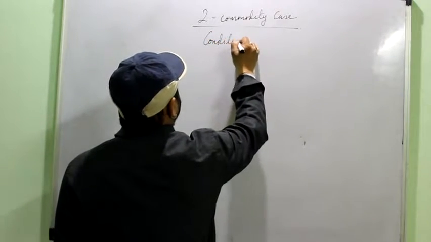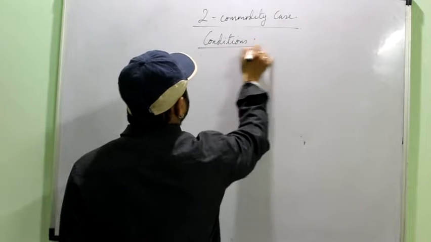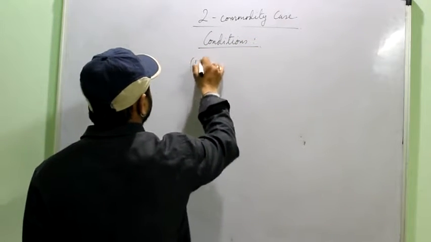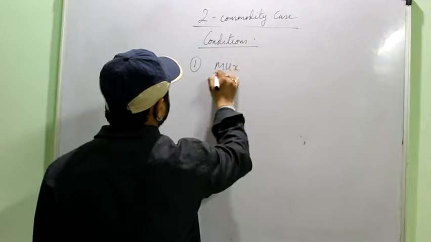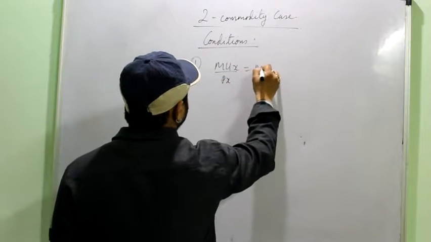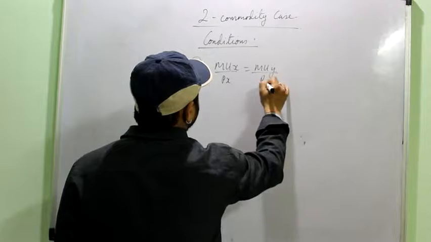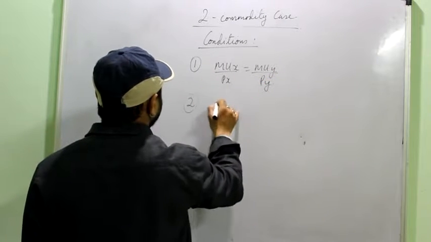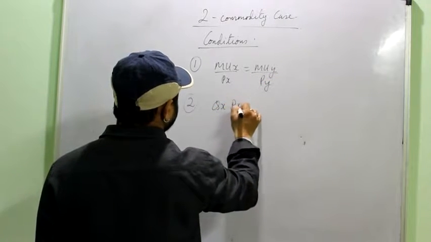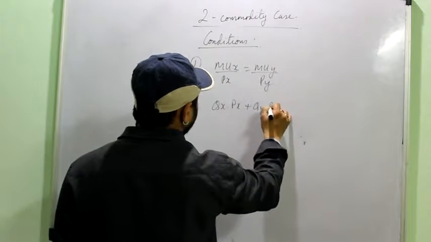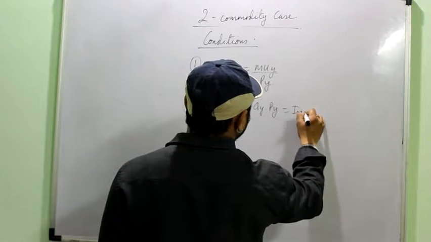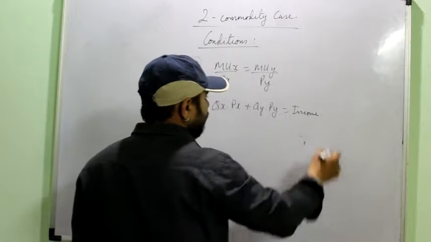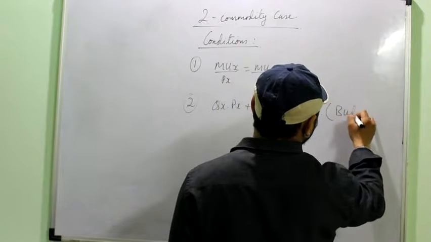So the conditions of the consumer's equilibrium under the two commodity case. First condition, as we said, law of DMU, that is MUx upon Px is equal to MUy upon Py, and second condition is Qx into Px plus Qy into Py is equal to income. Okay, this you can also call the budget constraint.